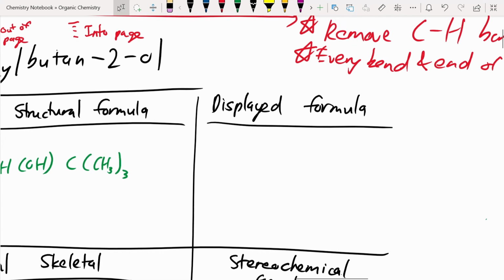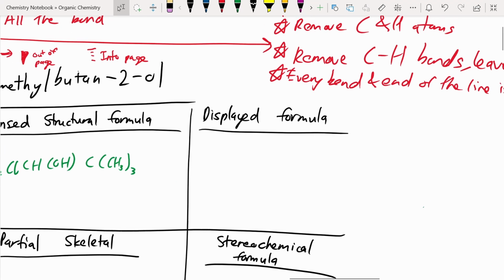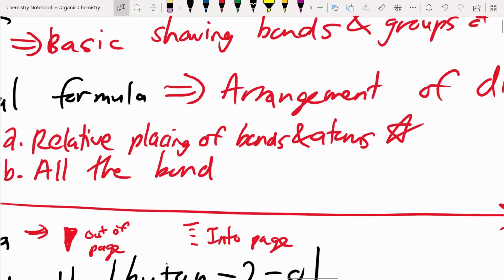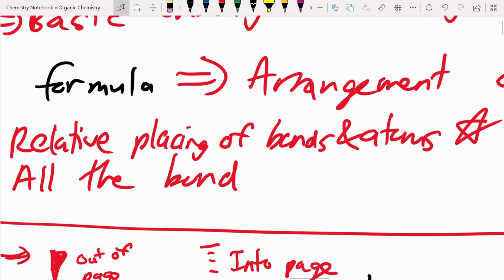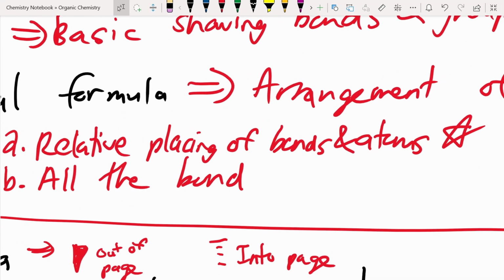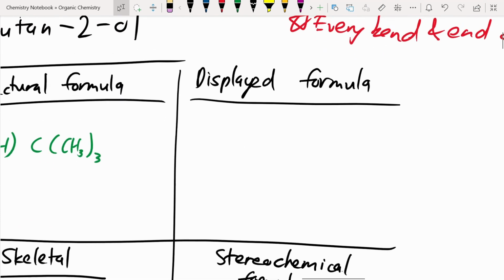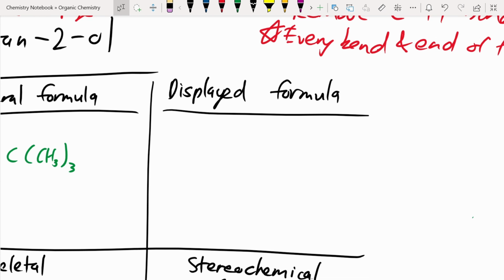Okay, then the displayed formula. Two things you need to take note of are the relative placing of bonds and atoms, and you need to show all the bonds. Okay, so for the displayed formula, C, there's a Cl here.